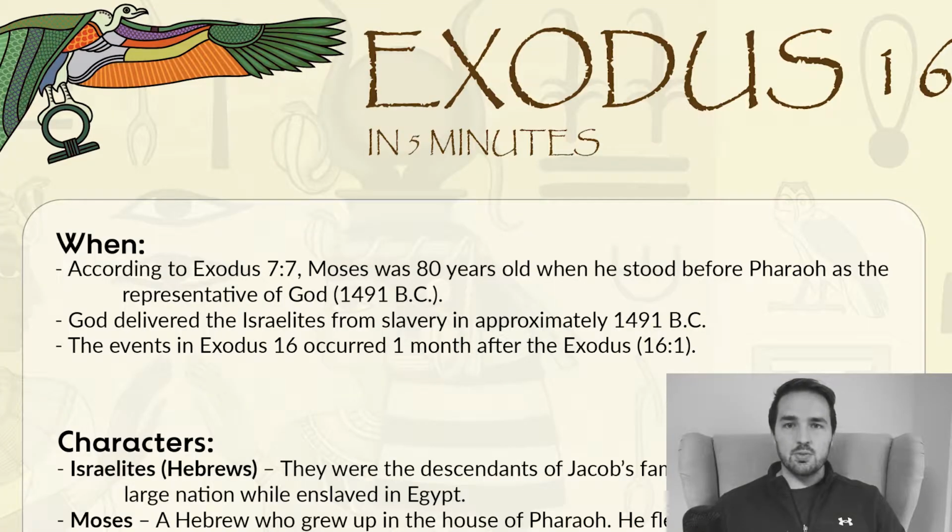Hey everyone, and welcome back to our Bible study, Exodus chapter 16. Today, we are approaching the middle of the book. There's 40 chapters in Exodus, so 16 today. Let's jump in. When did these events happen?